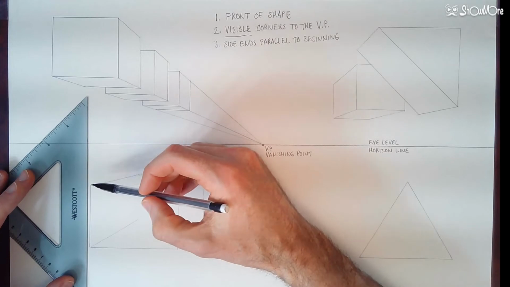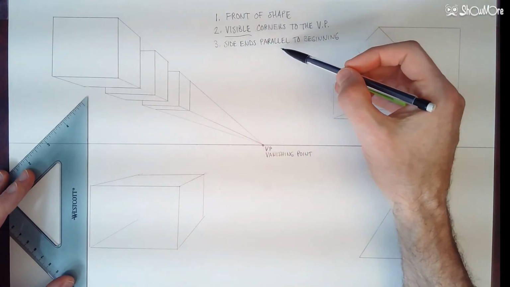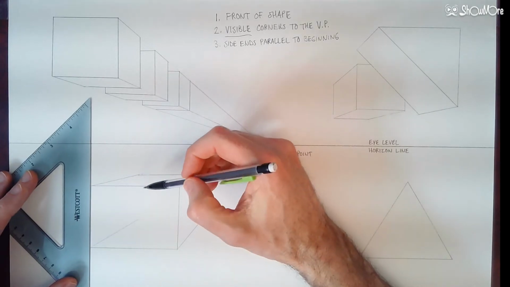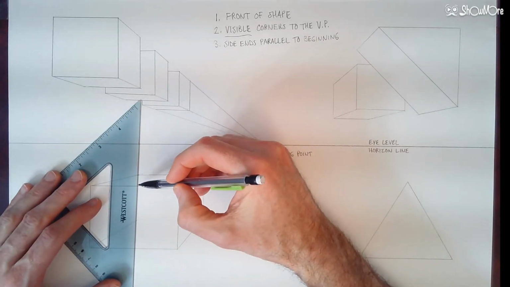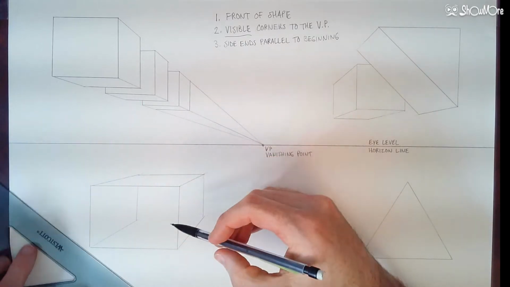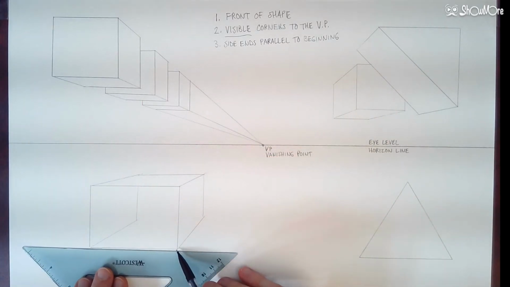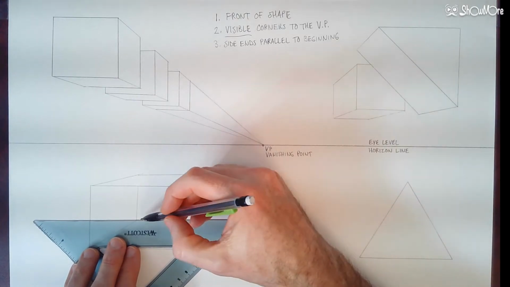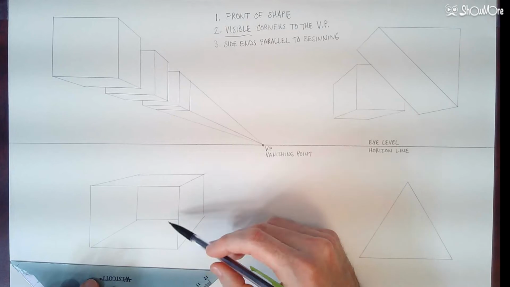So once again, my rules: sides end parallel to how they begin. There's the beginning of that inside wall. Here is the end of that inside wall. Here is the beginning of the floor, if you want to think of that like looking into a shed or something like that. Here is the end of the floor, parallel to each other.